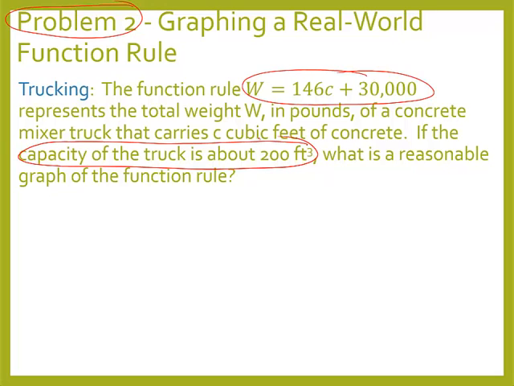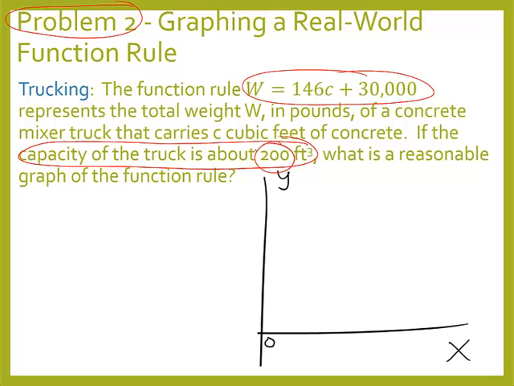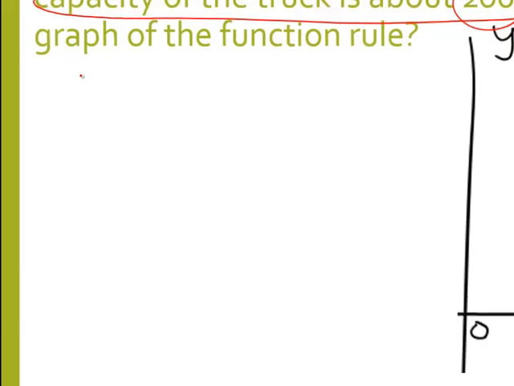Now this limitation says the capacity of the truck is about 200 feet cubed, meaning if you have a truck and your output is the weight, so we're dealing with weight, and the capacity of the truck is about 200 feet cubed, that means your truck can only carry 200 cubic feet of concrete. So that means your truck can only weigh a certain amount for the output, because you only have a 200 max input.